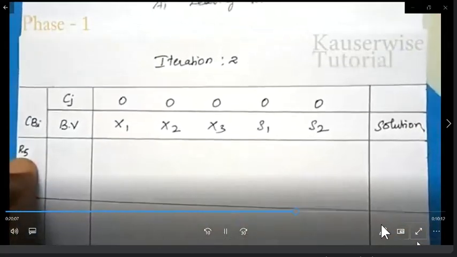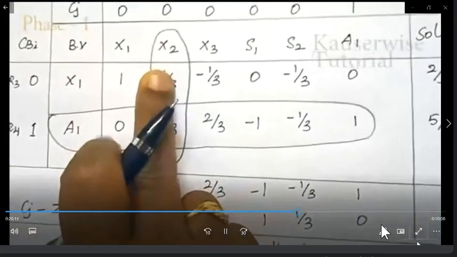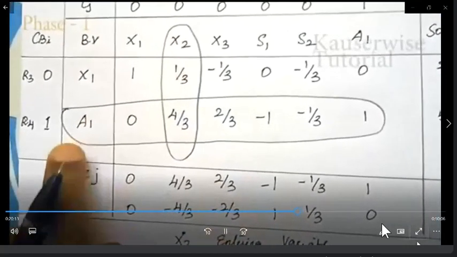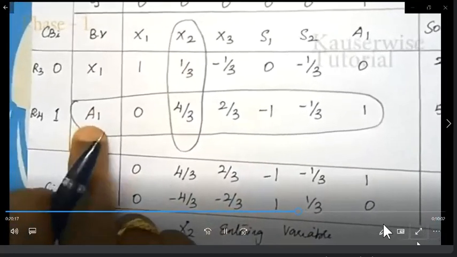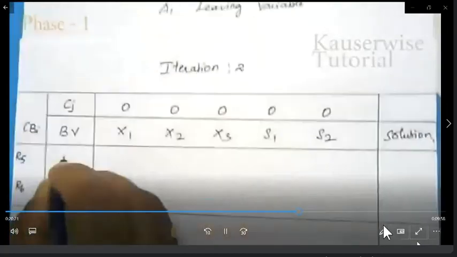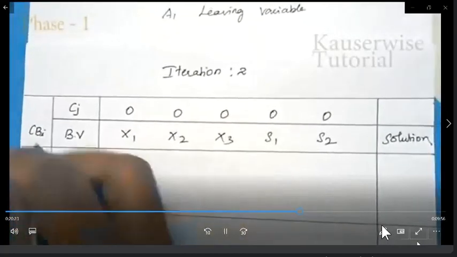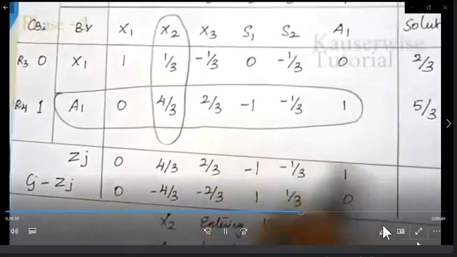For row 5, look at the previous iteration. X2 will be the entering variable and A1 will be the leaving variable. So instead of A1, we need to write X2 here. So the X2 coefficient value is 0. Okay, so in order to find row 5, look at the previous iteration.